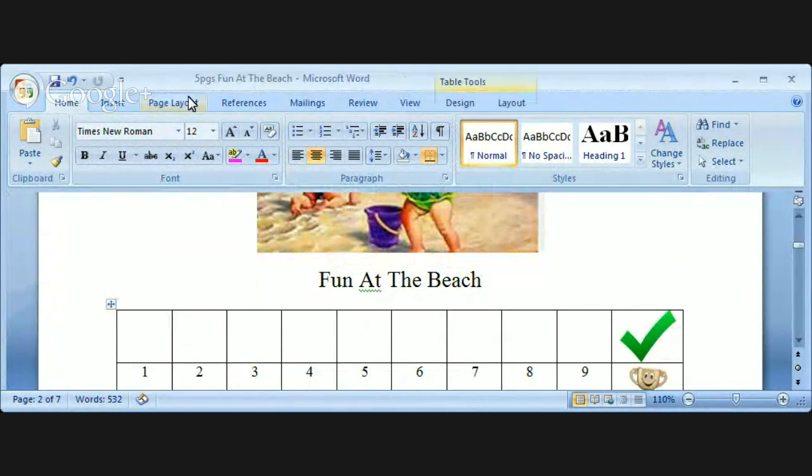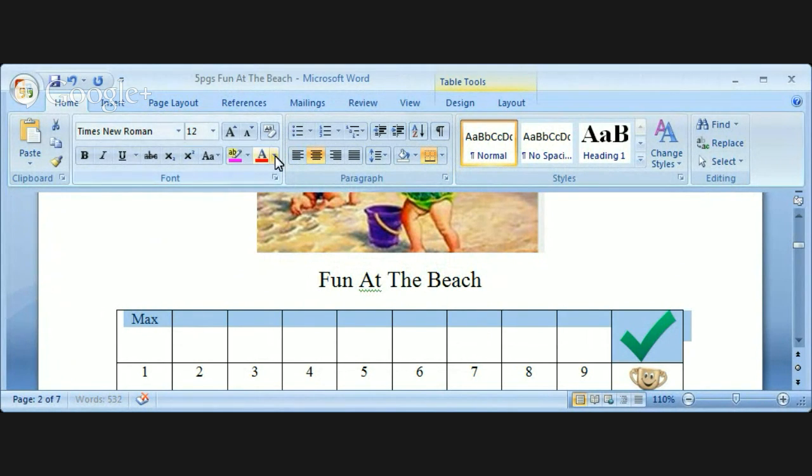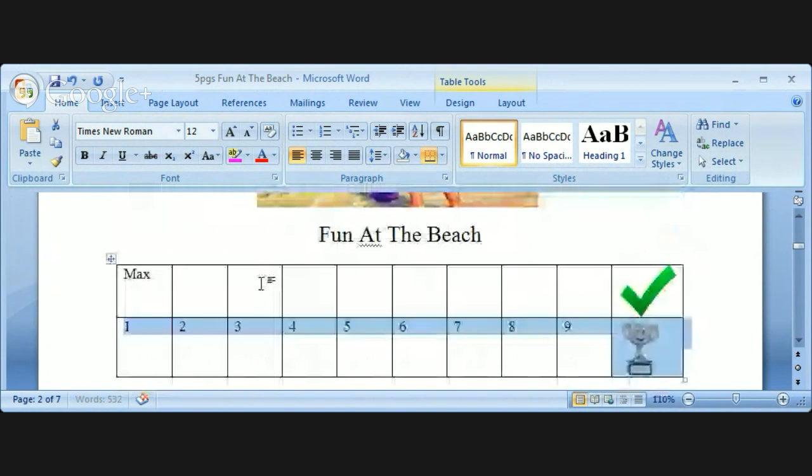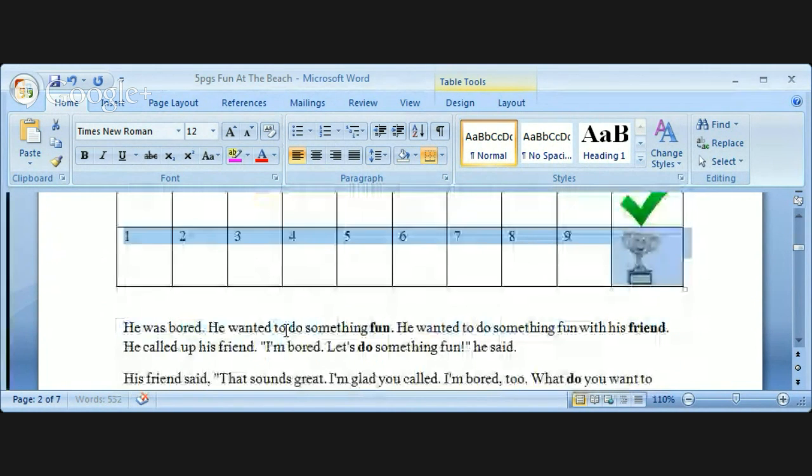All right, so Max, I'm going to put your name here in the event we have other people joining us. I may not always take the time to write your name. So you will be number one. And if you would, please read for me Fun at the Beach, starting with "He was bored."